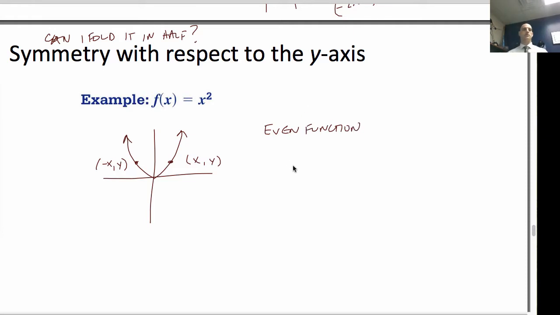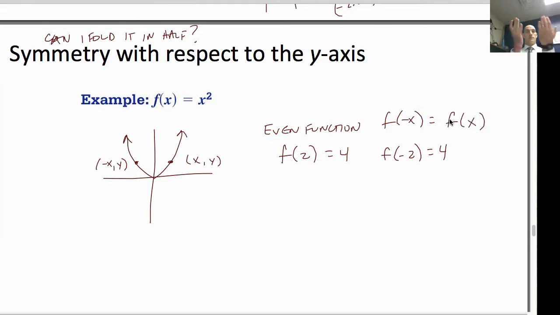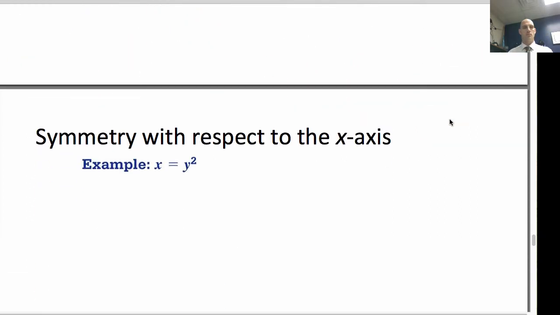Okay, that's an even function because if I do f of 2, it equals 4, and f of negative 2 also equals 4. Okay, so an even function says f of negative x is equal to f of x. Okay, symmetry, y-axis symmetry.